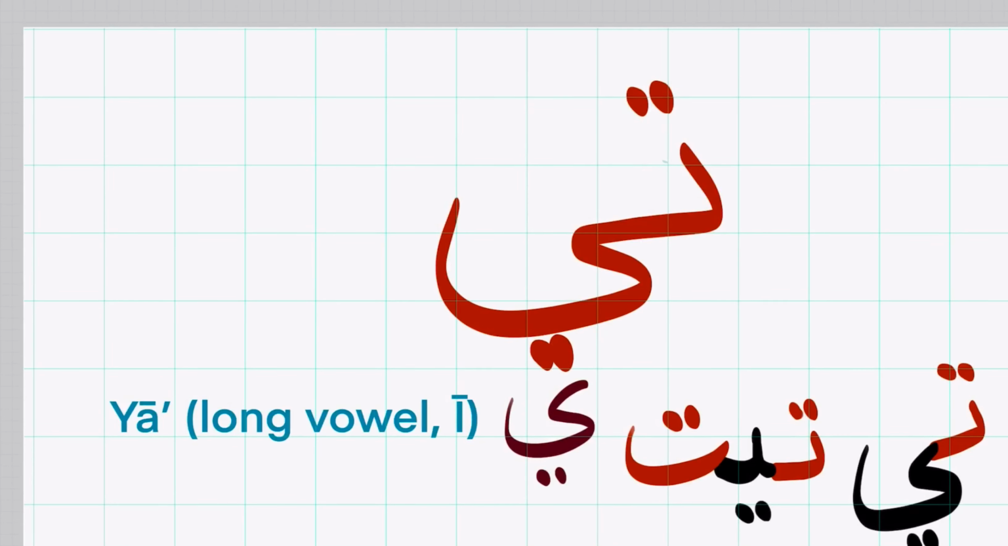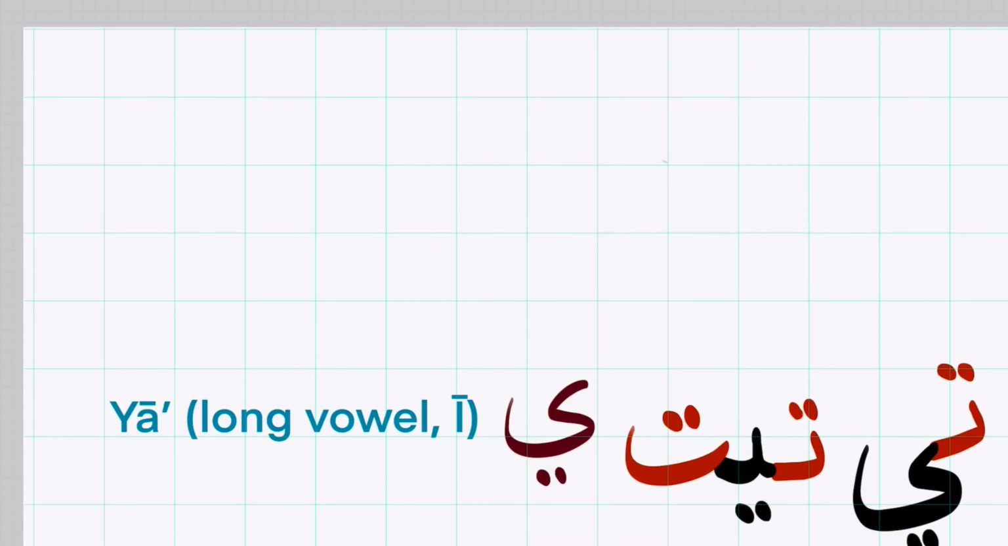T. Again, T. How about when the long vowel E or ya is in the middle of a word attached to the ta letter? Let's say you have here teet, so you have the ta, ya, and ta.